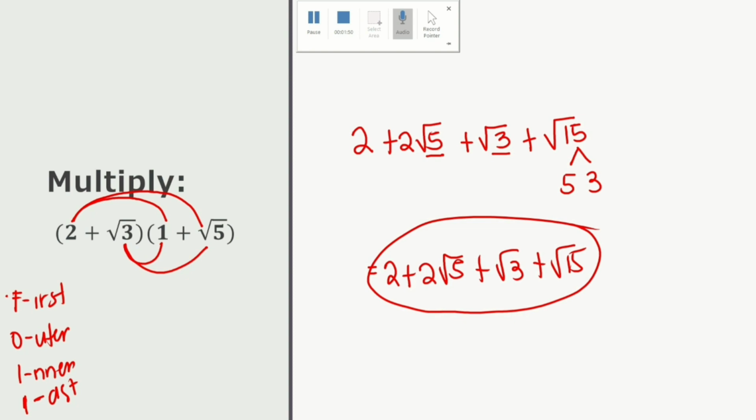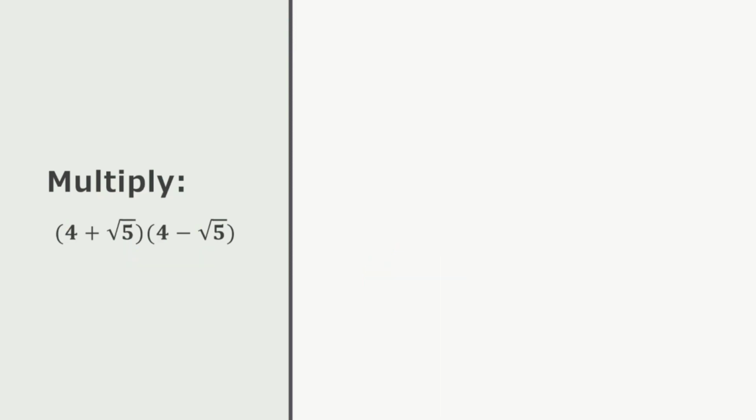Okay, so let's have some more examples. Let's try to answer problem number 5. Alright, for our last example, problem number 5, let's say we're going to multiply the quantity of 4 plus square root of 5 times the quantity 4 minus square root of 5. So we will still apply FOIL method.